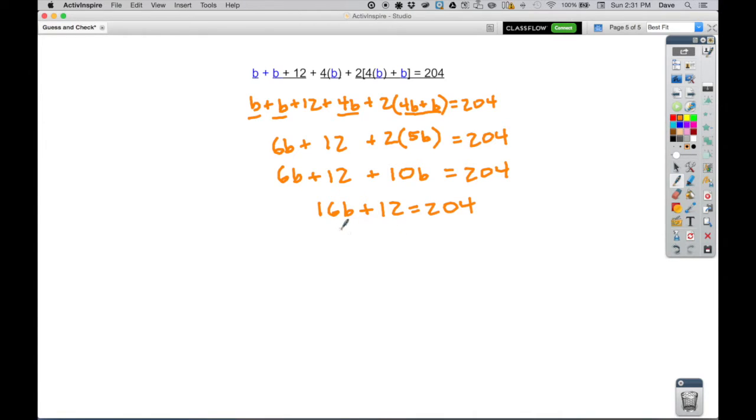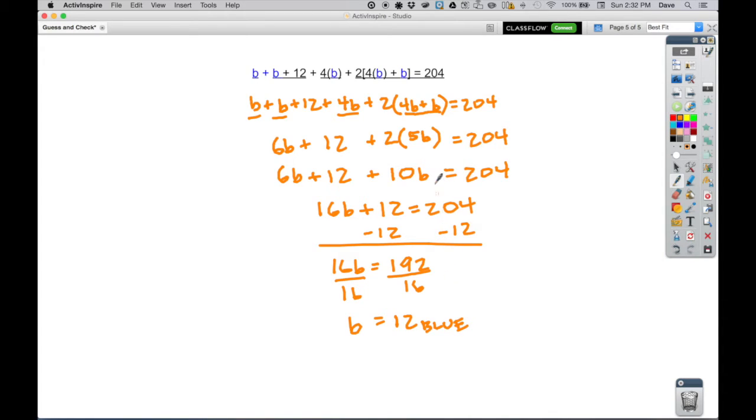All right, now I can think roadmap here. In this case, the roadmap would tell me to get rid of this 12 first, so I'd subtract 12 from both sides. I'd get 16B equals 192. And then we divide both sides by 16. So blue backpacks would be 192 divided by 16, turns out to be 12. All right, so there's 12 blue packs.